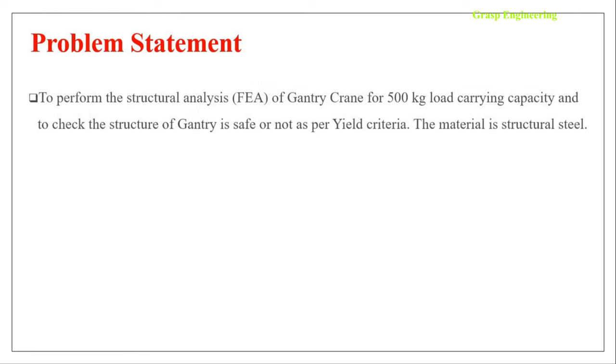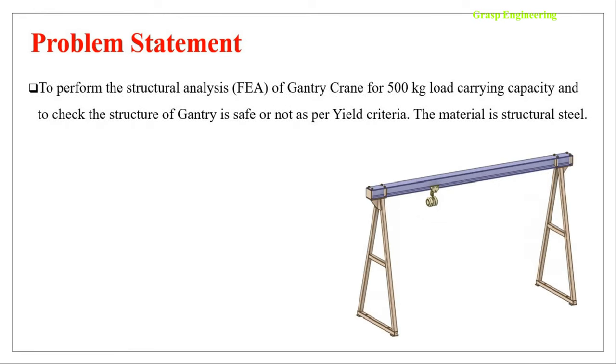So this slide represents the problem statement of our present video. This schematic represents the gantry crane, and here is the hook which may carry the respective load, so it can move in and out. Based on whether it is at the central position or any position along this, you can easily calculate which will be the worst case scenario, whether here, here or here.